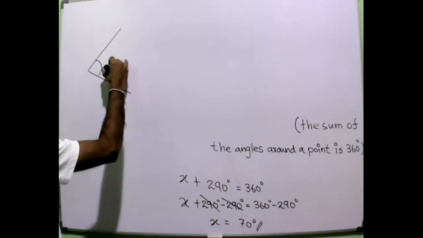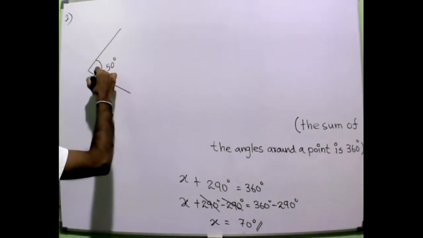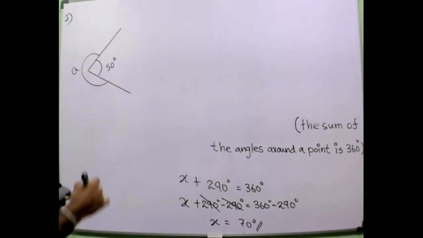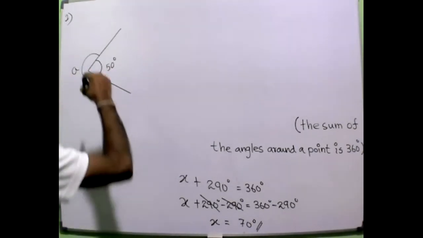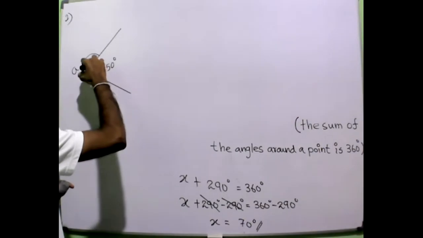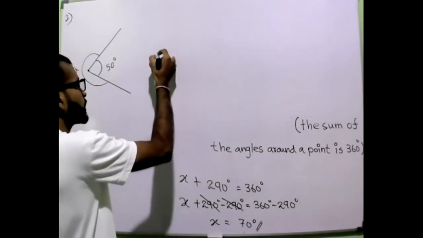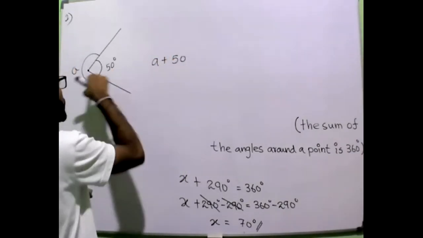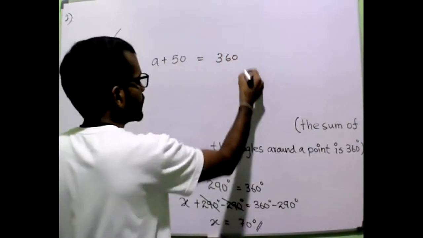The inside angle is 50 degrees. This is the second one, and the outer angle is A. You have to find the value of A. In this case, you have two angles around this point. So this is the point, and around this point you have only two angles. So take the addition: A plus 50 should be equal to 360 degrees, right?